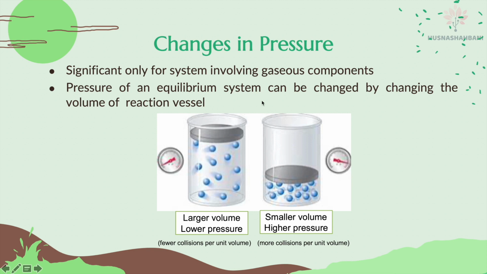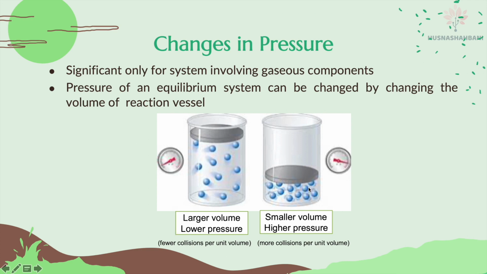The pressure of an equilibrium system can be changed by changing the volume of the reaction vessel. When you have a large volume of the vessel, we're not talking about the gas, we're talking about the vessel. A large volume of the vessel means a large volume of the gas, so lower pressure. Because when you have a large container, there are fewer collisions per unit volume. That's why you have low pressure.